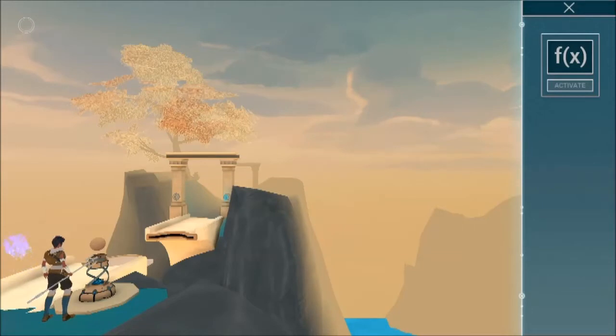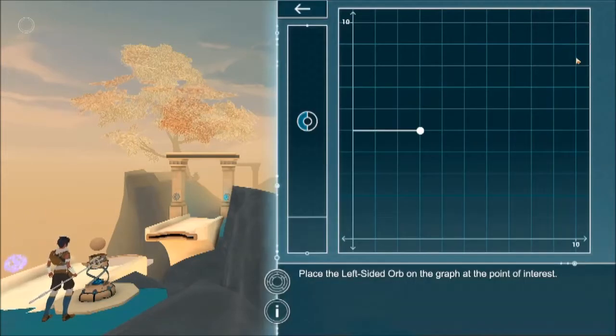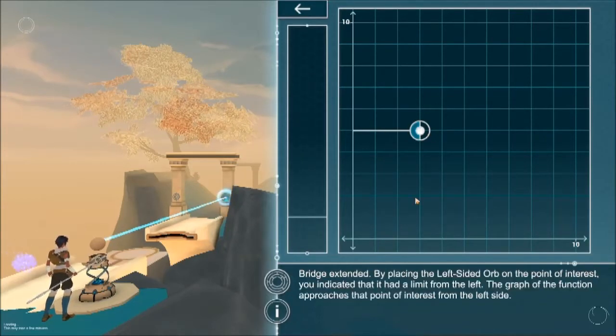So this is where the teaching side of things comes in. I mean, as soon as you see f of x, it makes it pretty clear. So we click on f of x, and then it says here, place the left-sided orb on the graph at the point of interest. So it's basically saying, put it where there is a mathematical limit which continues to the left direction, but not to the right, like so. See? By placing the left-sided orb on the point of interest, you indicated that it had a limit from the left. The graph of the function approaches that point of interest from the left side.